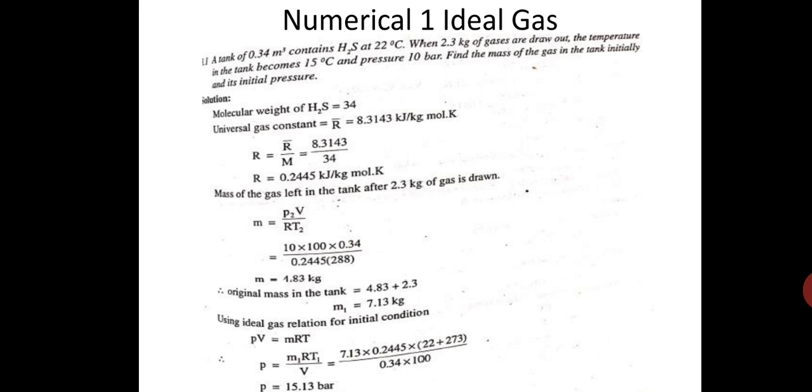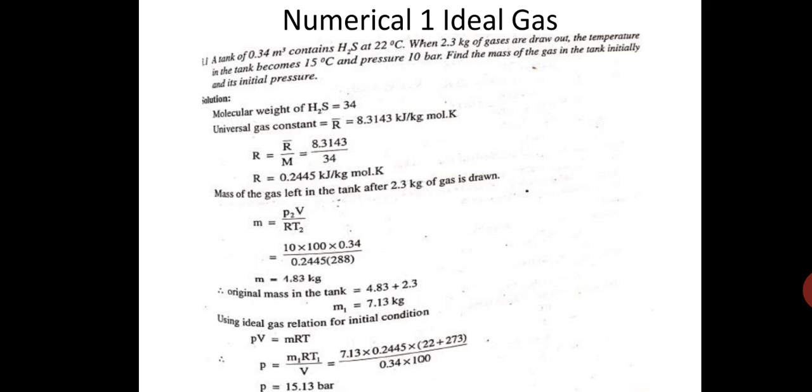So very simple thing, we have calculated the molecular weight first, then we have found the gas constant for this particular gas, because we know the universal gas constant, R bar, that is 8.3143, that is fixed, and then the molecular weight we know. So the universal gas constant divided by the molecular weight will give you the gas constant for this particular gas, hydrogen sulfide, that we got as 0.2445.